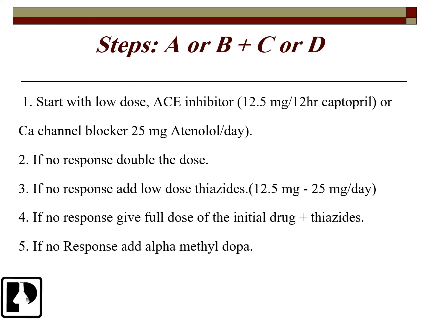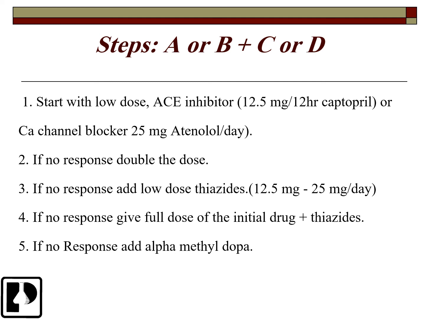Now the question: which one of these groups can we use for the patient? We have many regimens to use the drugs of hypertension, but we choose for you one of the simplest regimens. It is called A or B plus C or D. What does this mean? A is the ACE inhibitor or ARBs, angiotensin receptor antagonist. B is beta blocker, C is calcium channel blocker, D is the diuretic.